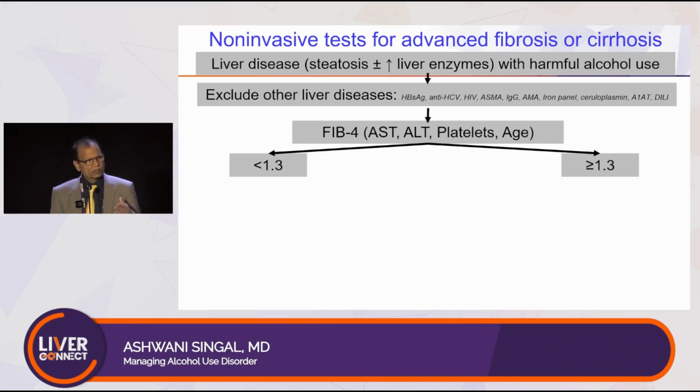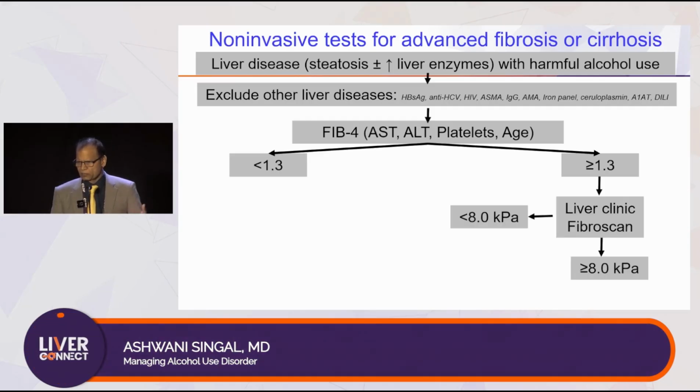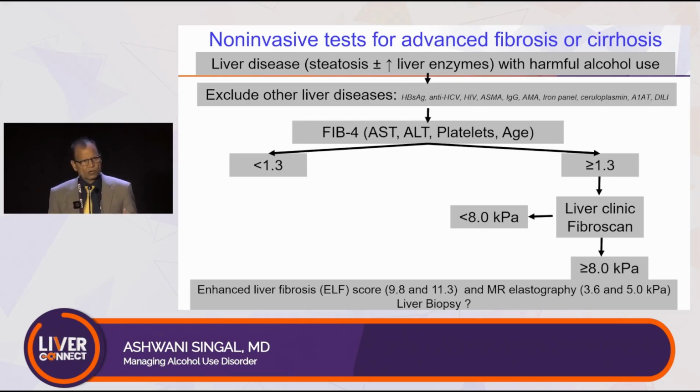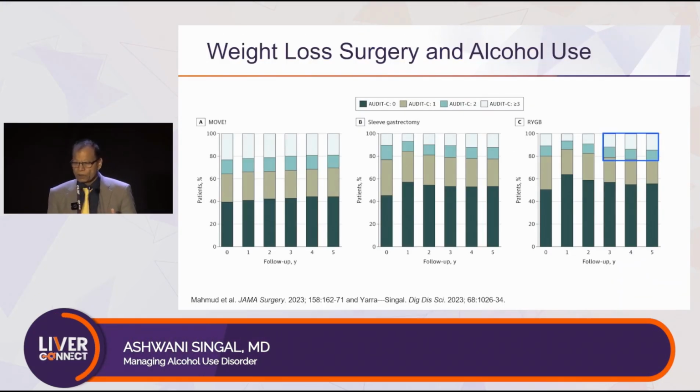And at a cutoff of 1.3, you can segregate who is more likely to have a more severe liver disease or a fibrotic disease. And then the patient can have a second test, which is a FibroScan or VCTE, and at a cutoff of 8, you can identify more. And then in a more specialized clinic, you can do more advanced testing, ELF test or MRE, and sometimes a liver biopsy. This algorithm lets you stratify patients where you want to focus more on those who are more likely to be fibrotic and progressive.